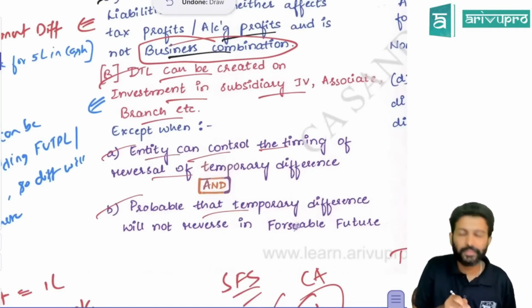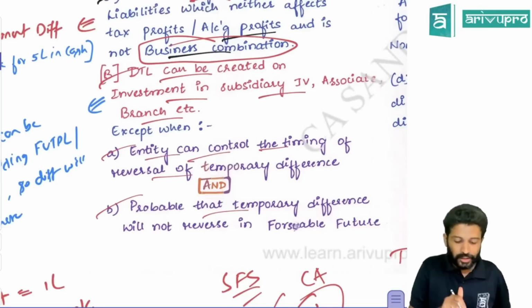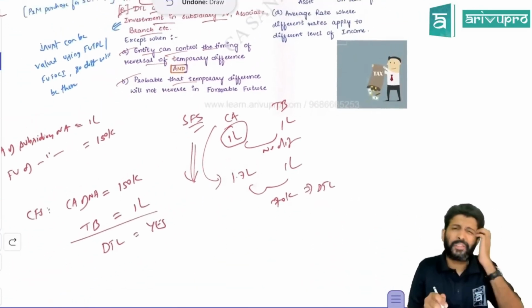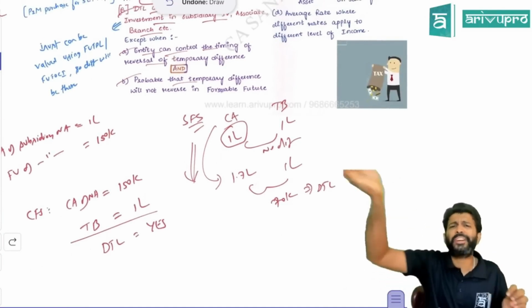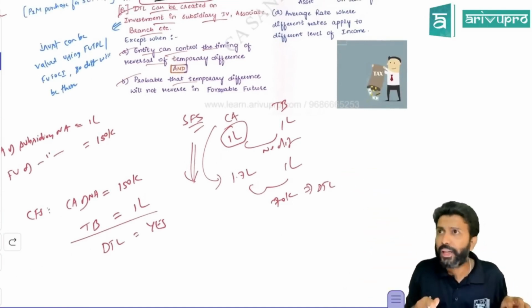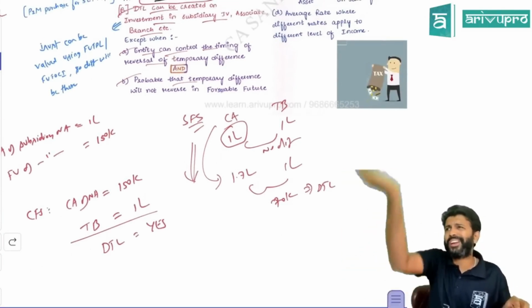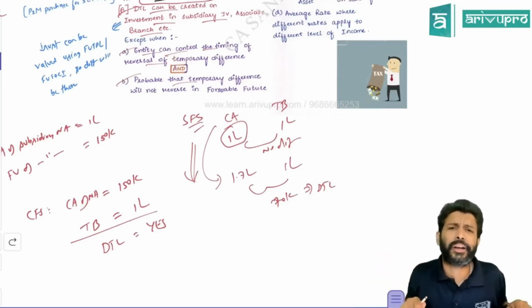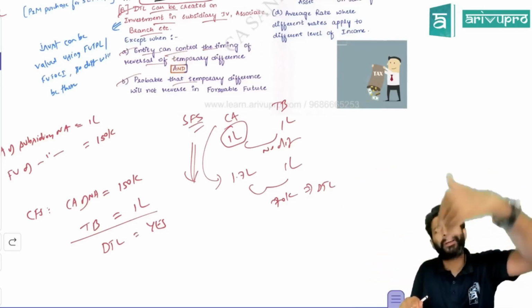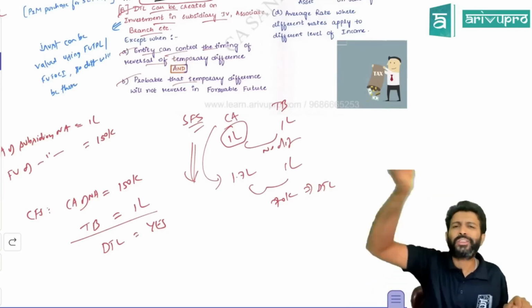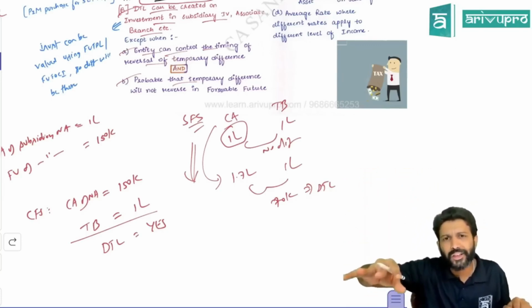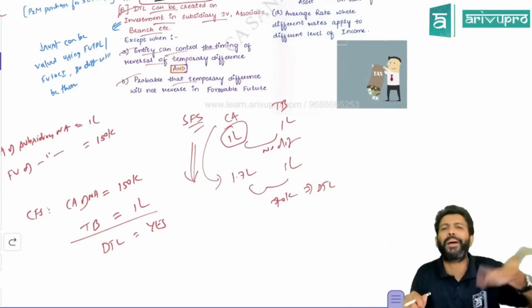So what does this mean? If an entity can control the reversal of the timing difference, sir, first of all, why will the fair value of the investment increase? If the subsidiary has performed well, correct? If the subsidiary has performed well, the subsidiary's net assets will increase. But suppose the parent orders the subsidiary company to declare a dividend. When the subsidiary company declares or pays a dividend, what will happen to their net assets? It will reduce, because when you pay the dividend, the bank balance will reduce, correct?